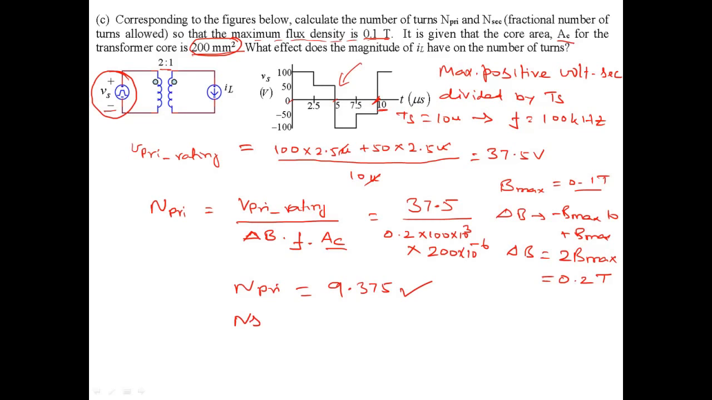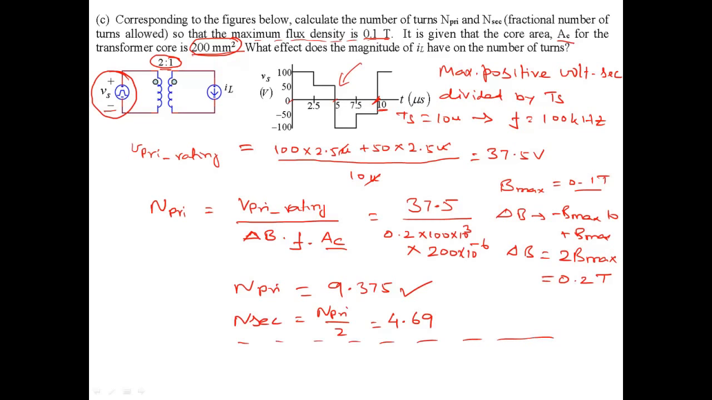Given the turns ratio N primary to N secondary is 2:1, N secondary is 1/2 of N primary. So N secondary is N primary over 2. From the known N primary, N secondary comes out to be 4.69. If we had approximated N primary to be 10, then N secondary can be 5. That is the main part of this part C.